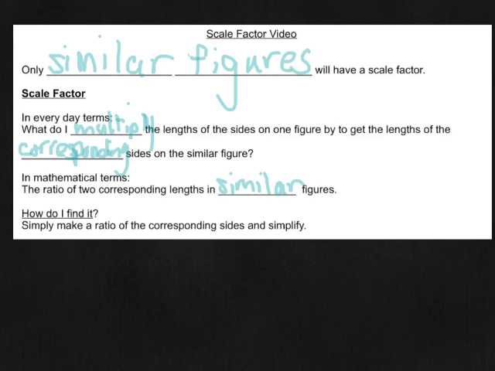So how do you find it? Simply make a ratio of the corresponding sides and simplify. So if you were determining if two figures were similar already, you've already actually made those ratios. So if you simplify the ratios, you have found the scale factor.